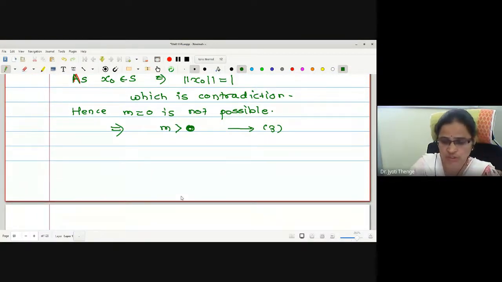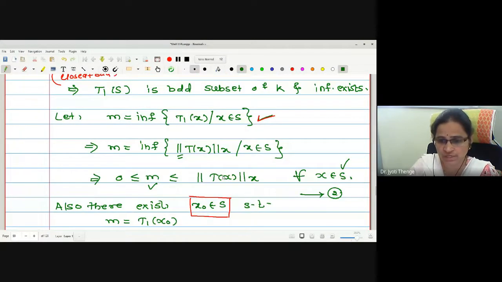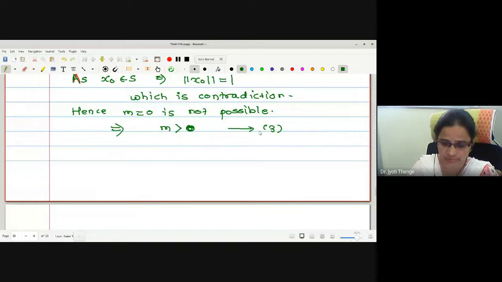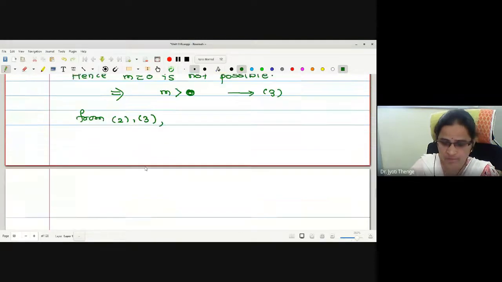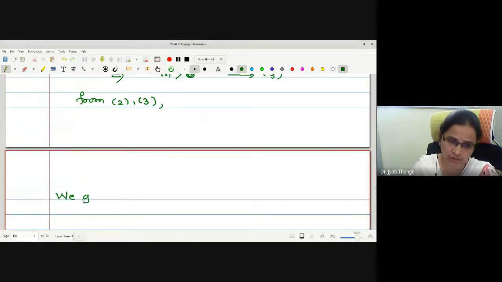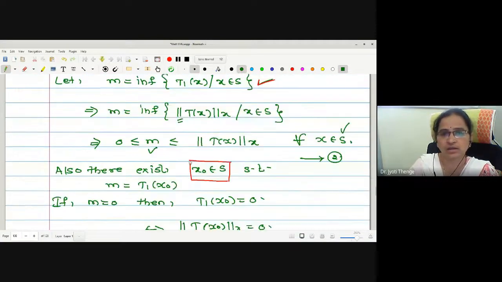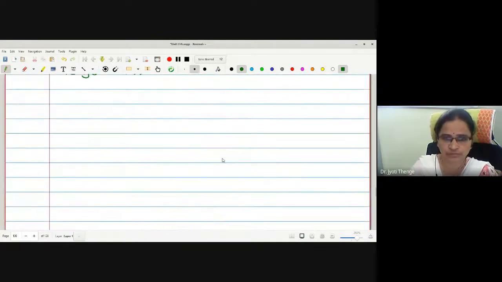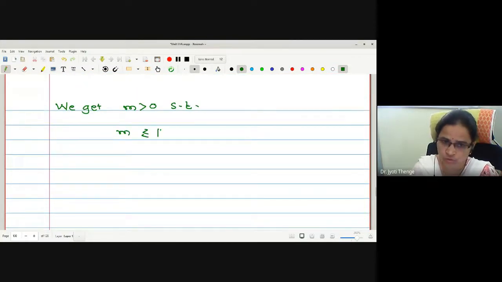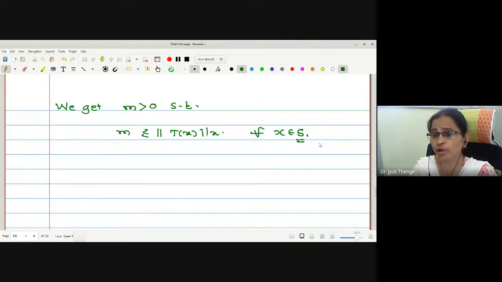Now we are about to reach the proof. Let me focus on statements number 2 and 3. From 2 and 3, what do I have? We get an m greater than 0 such that m is less than or equal to norm of T of x. But this is true for all the elements in S only, not for all the elements in the whole space. What to do then?